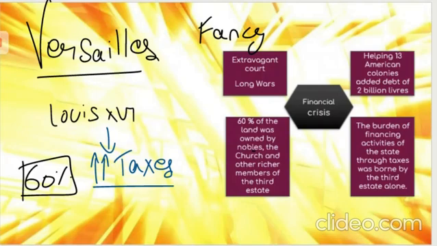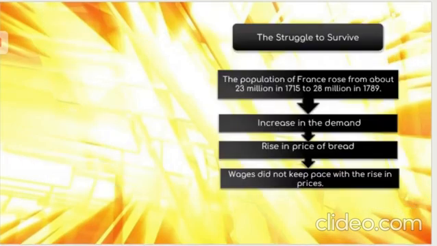So the nobility and clergy didn't have any problem. Why? Because all the burden was on the third estate alone. Only the third estate, the peasantry, had to pay the taxes, even for the nobility and clergy. Right? Now, what were the struggles to survive?